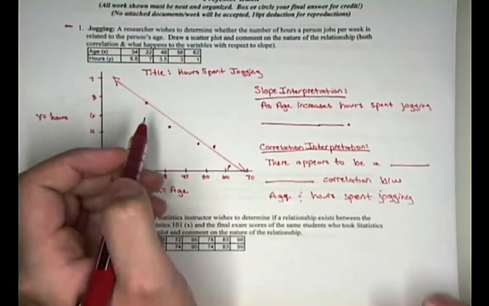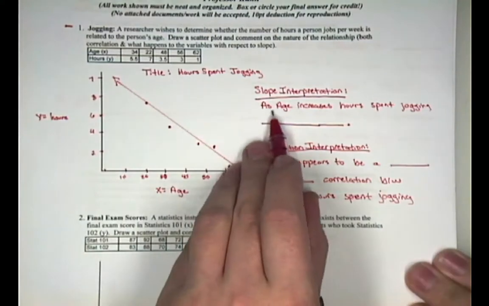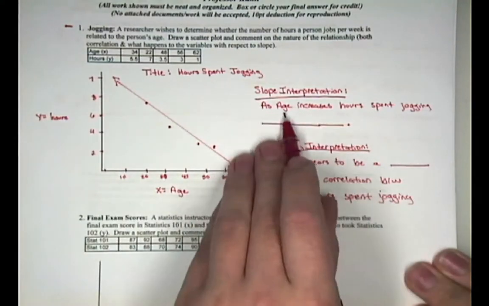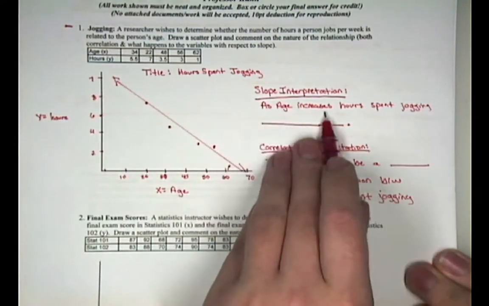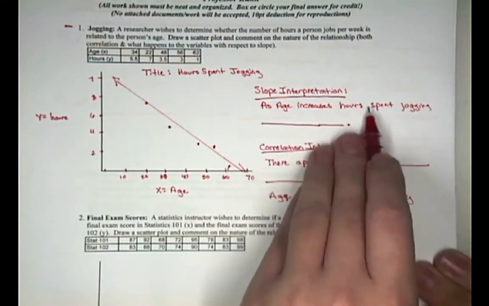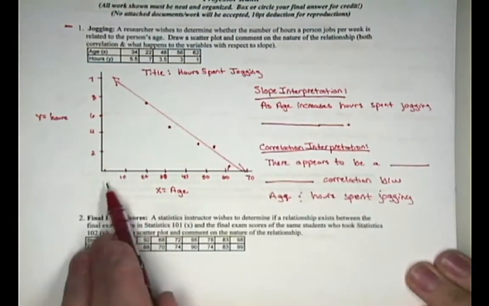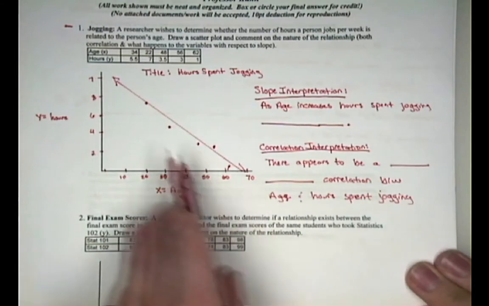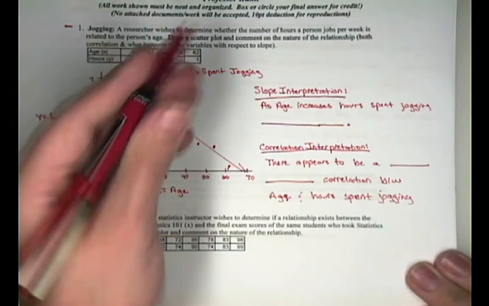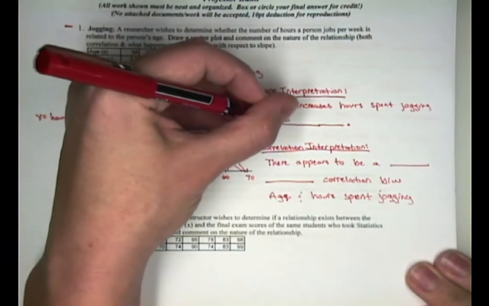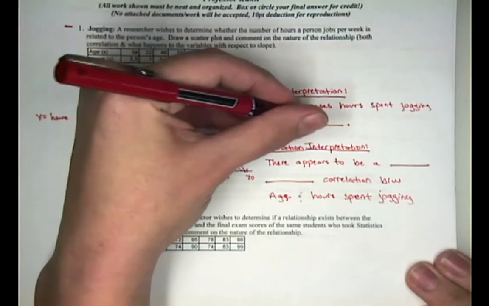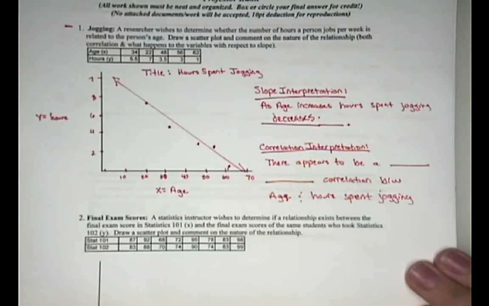So let's interpret the slope. The slope interpretation always goes as age, as the x variable, which is age, increases, the y variable, which is hours spent jogging, what happens to it? So as x is increasing out here, the y's are getting smaller and smaller, so it decreases. And that is your slope interpretation.